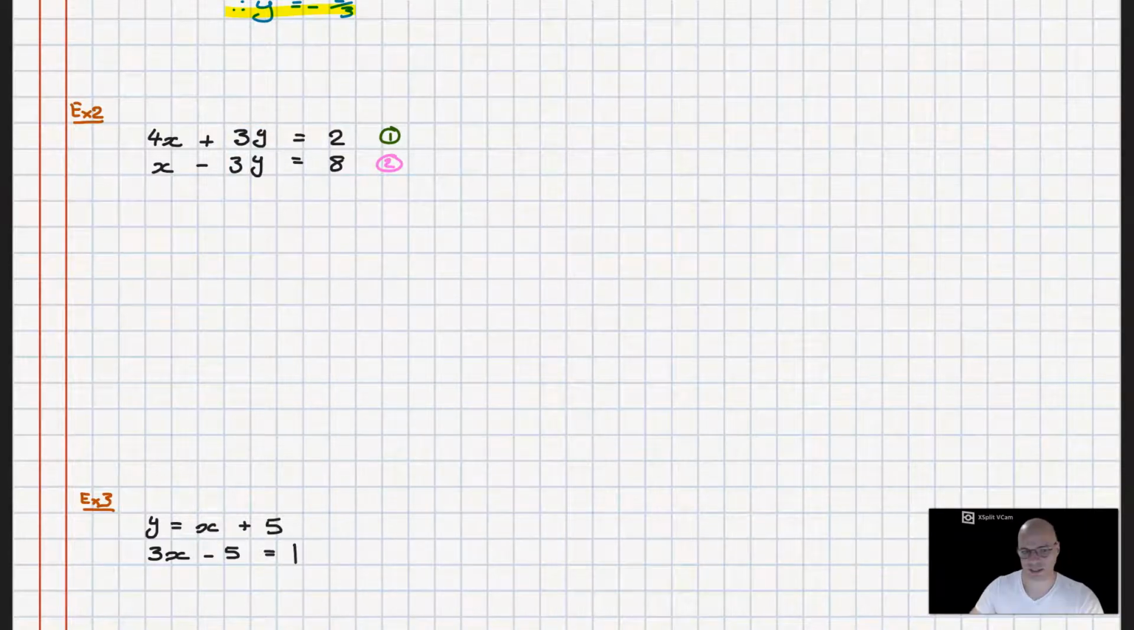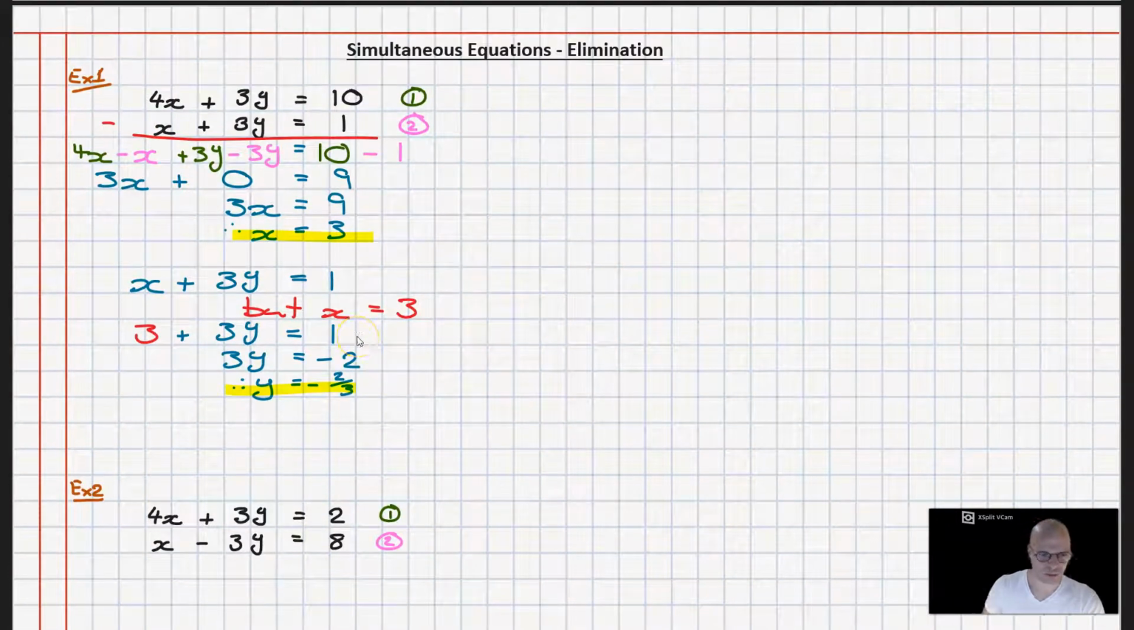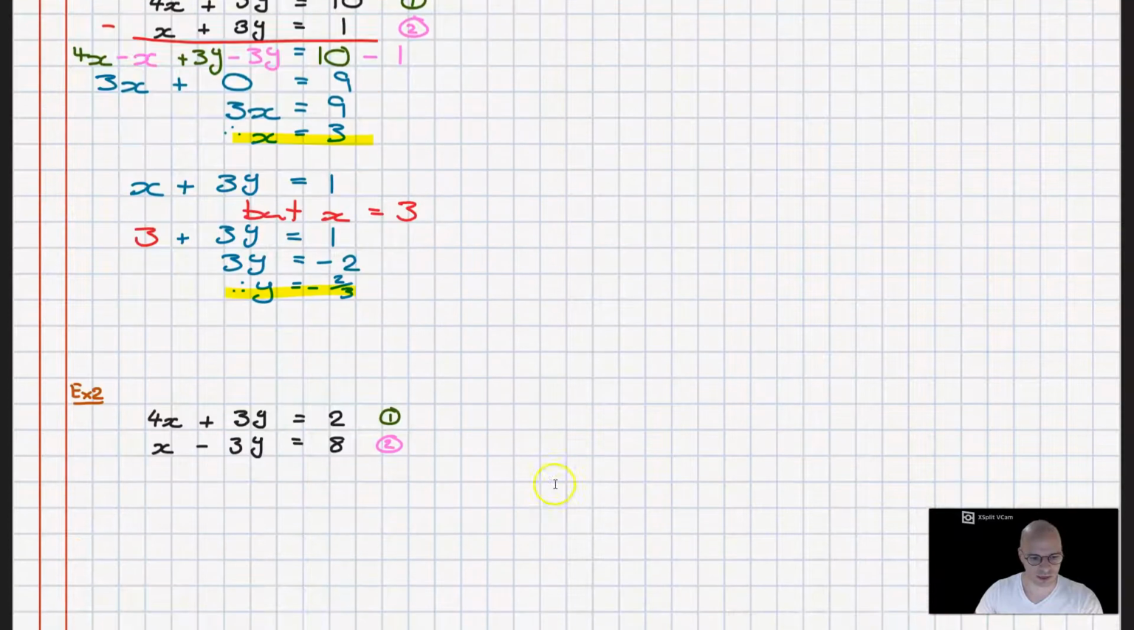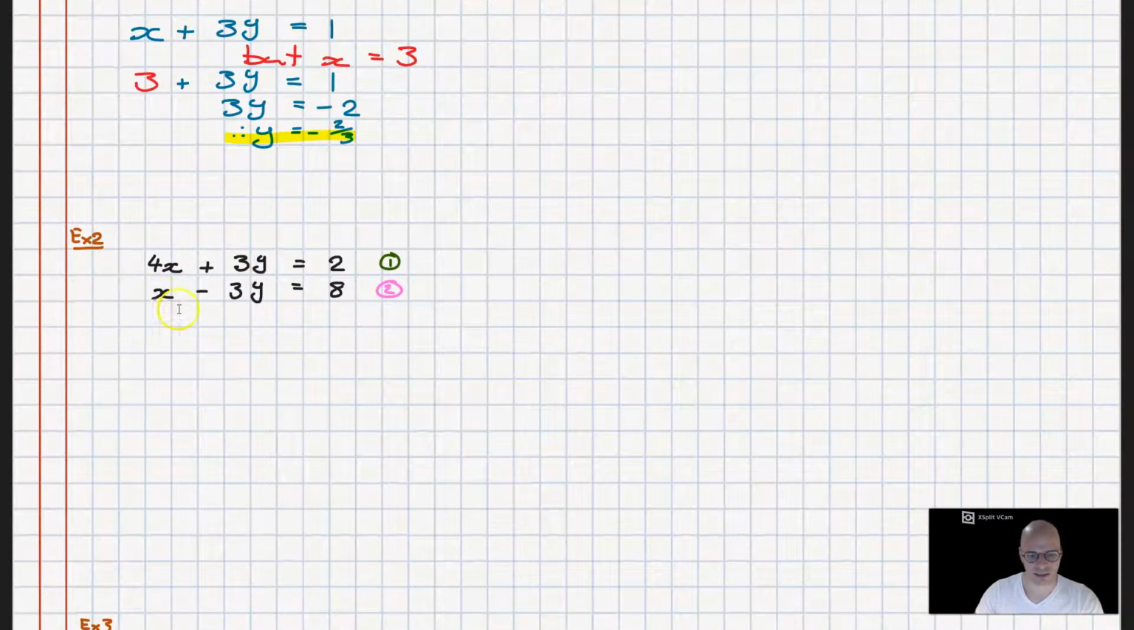But what's different in this case is if you observe in the first equation, both of these were plus. In this case here, we've got a plus and a minus. So if we take equation 2 away from equation 1, the two 3's are going to stack. We're going to get 3y take minus 3y, which will be positive 6y. So we'd end up with a new equation that still has two unknowns. So rather than taking the equations away from one another, we're going to add these two equations to one another.